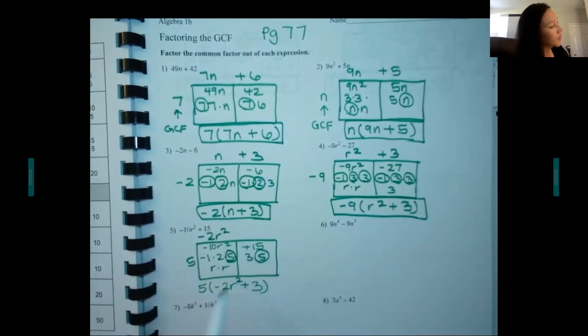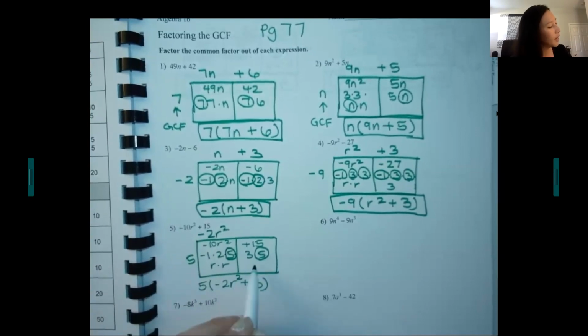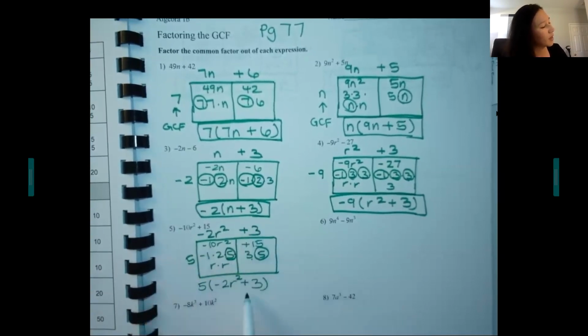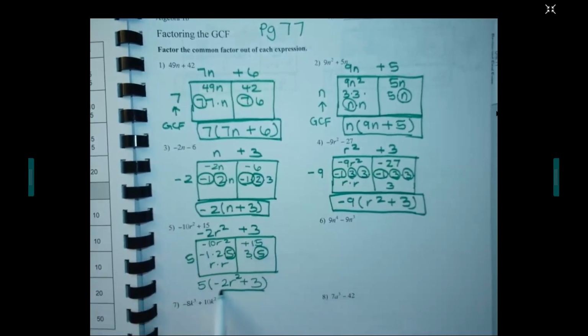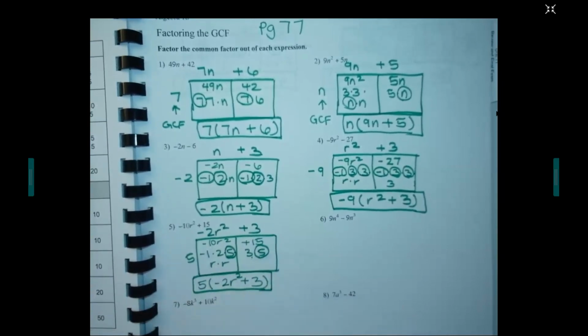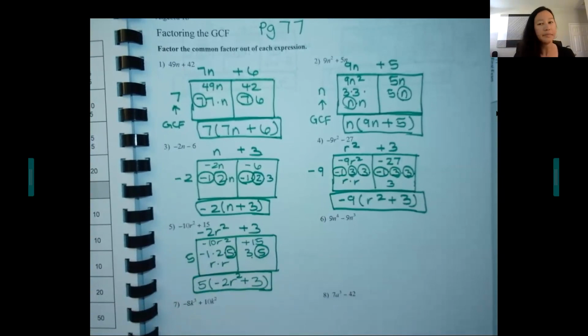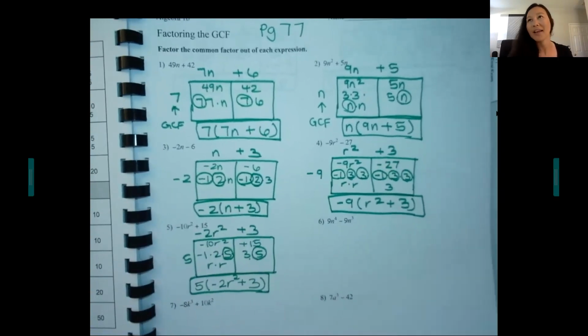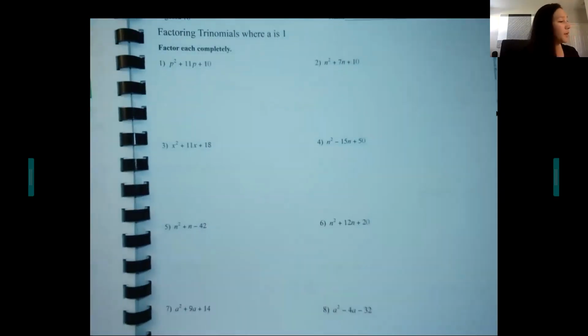I'm not sure if you said that, Dakota. So that's negative 2r squared. And then we're left with a 3 in this box. So plus 3. Yeah, I did say squared. I said squared too. Okay, good. Sorry, I missed that. Okay, so you guys will have to finish 6 through 10 on page 77 on your own. Let's go ahead and flip to page 78.